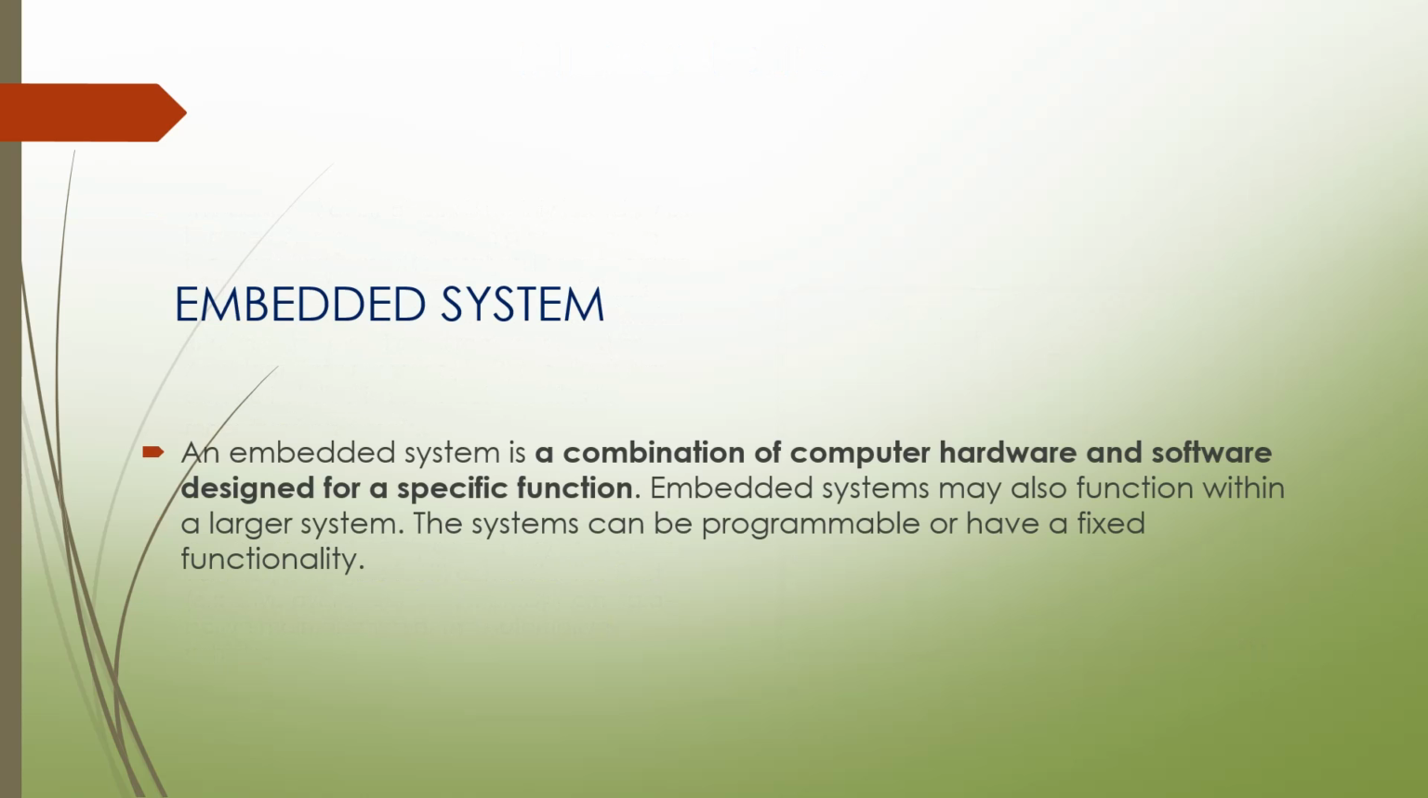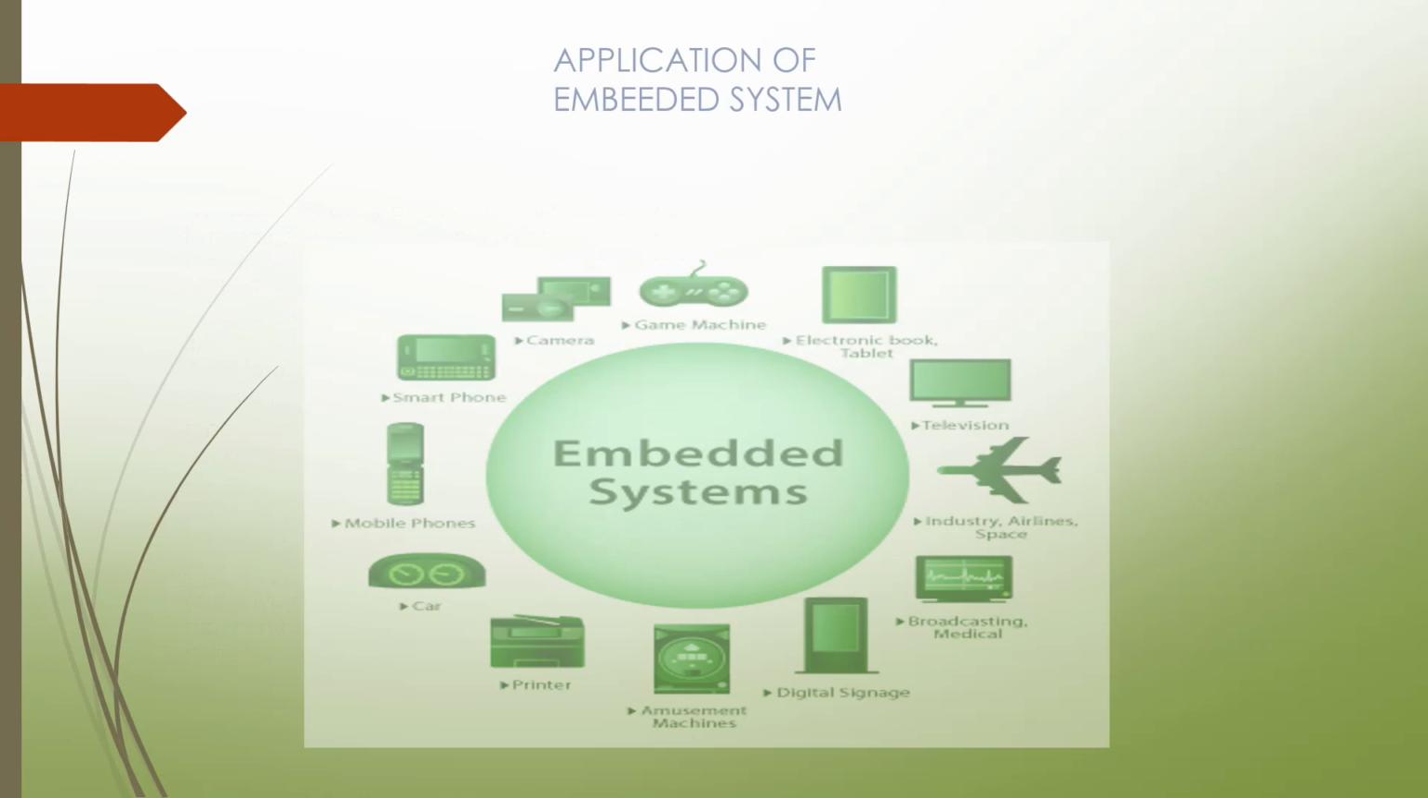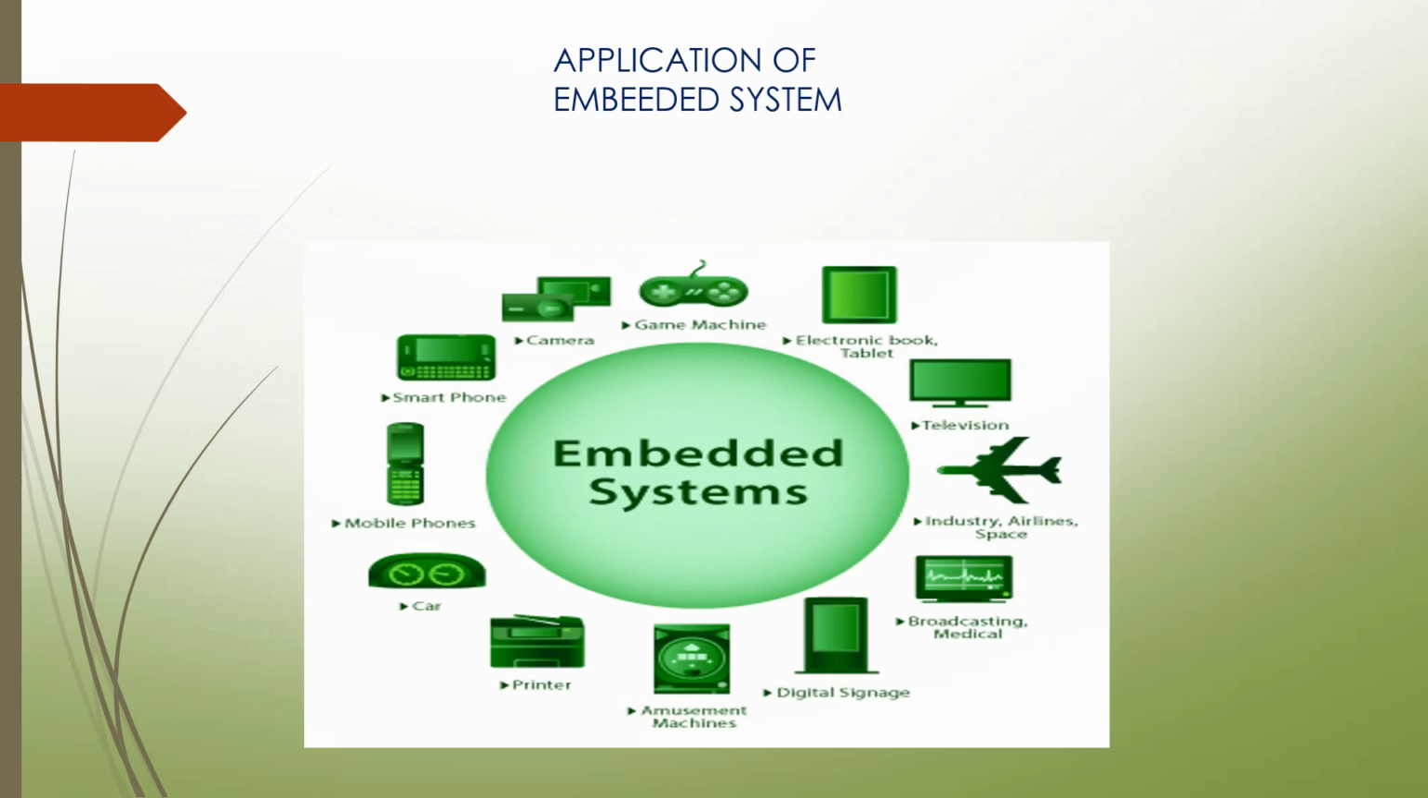An embedded system is a combination of computer hardware and software designed for a specific function. Embedded systems may also function within a larger system. The systems can be programmable or have a fixed functionality. The applications of embedded systems are game machine, camera, smartphone, printer, car, and many others.